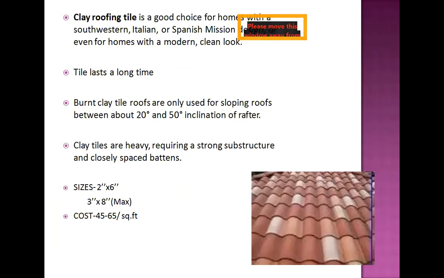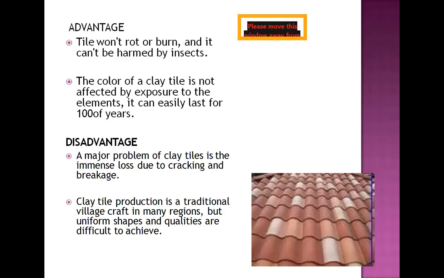These tiles are also called the clay roofing tiles. Their durability is more. These are used for sloping roofs. Clay tiles are heavy, requiring a strong substructure and closely spaced battens. The sizes are 2 inch by 6 inch or 3 inch by 8 inch. And their cost may be around 45 to 65 rupees per square foot. The advantage of these tiles.